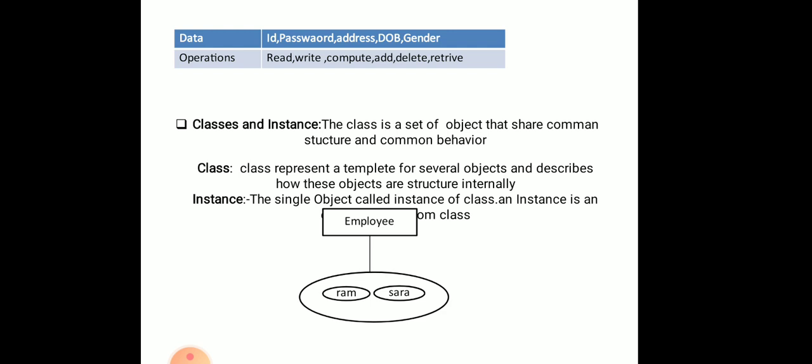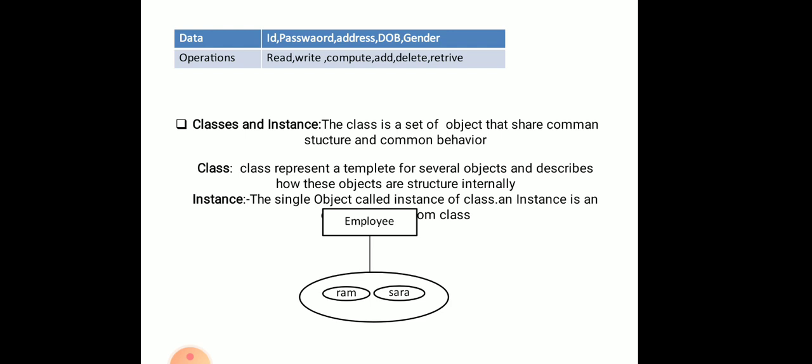Next, here we will see some data and operations. Here we have data: id, password, address, date of birth, gender. On this data we perform operations like read, write, compute, add, delete or retrieve. Okay, understand it.